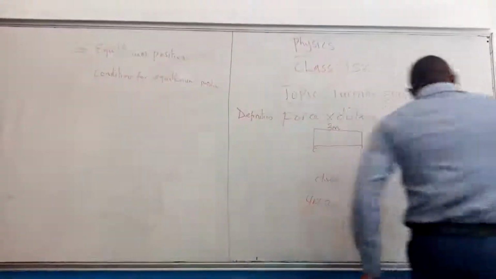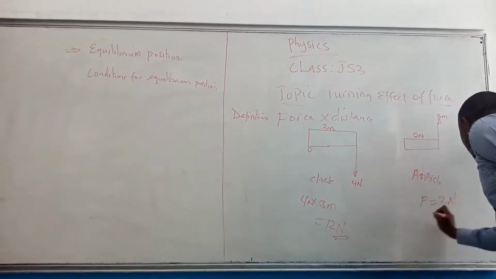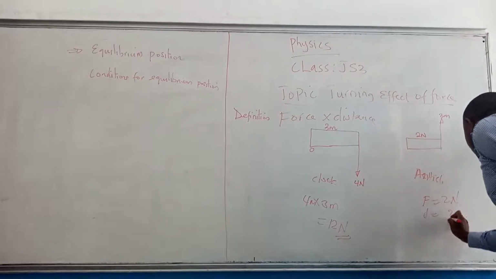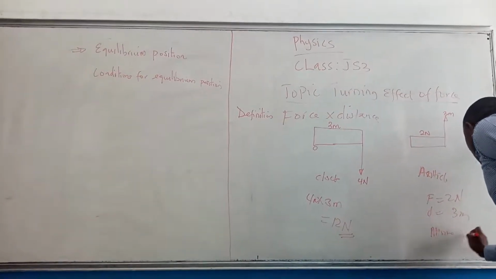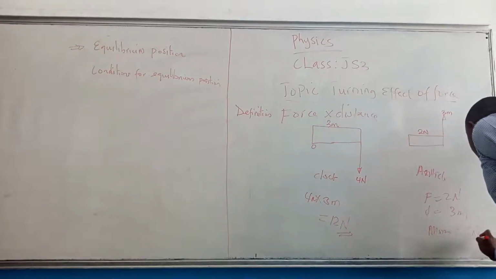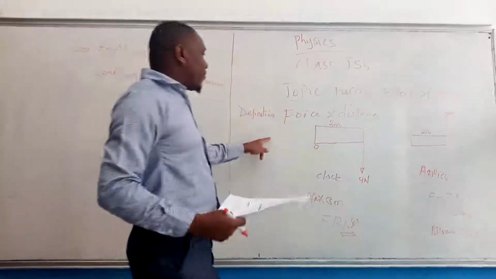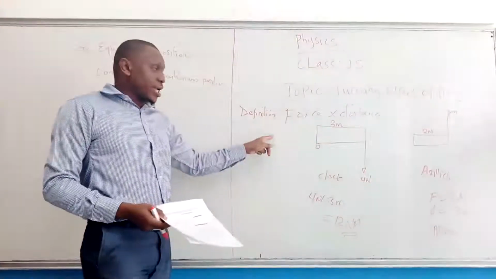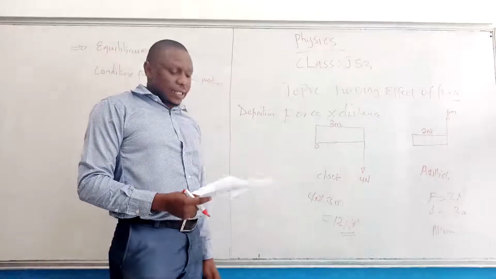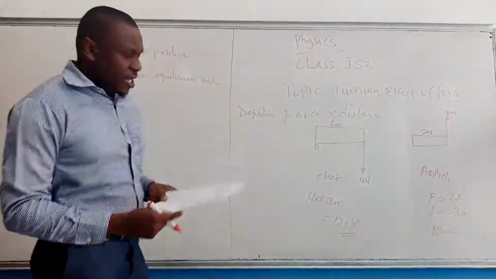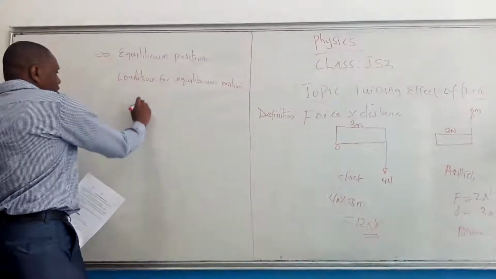And for anti-clockwise moment, we have our force equal to 2 Newton and our distance is equal to 3 meters. So our moment will be equal to 6 Newton meter. Now remember, the SI unit for moment is Newton meter because force is measured in Newton and distance is measured in meters. Now, we need to go to the principle of moment.